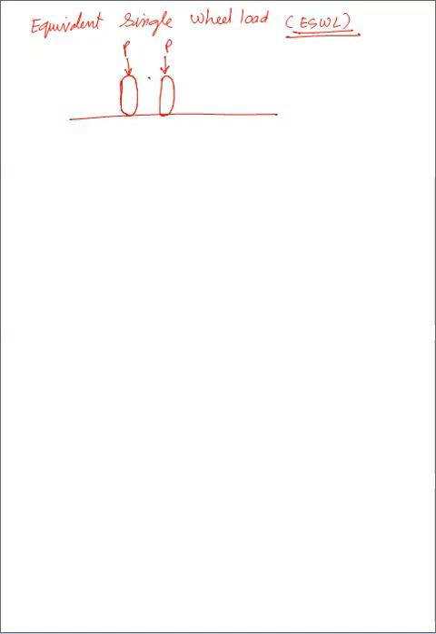So the distance between the two wheels, let it be small d, and your center to center distance. Center to center distance means from this to this, that is S. Now what will happen when this load is on the ground? This is your ground level. So the load is transmitted like this in a truncated cone shape. So there will be slight overlap also. So this is at an angle of some 45 degrees, right?